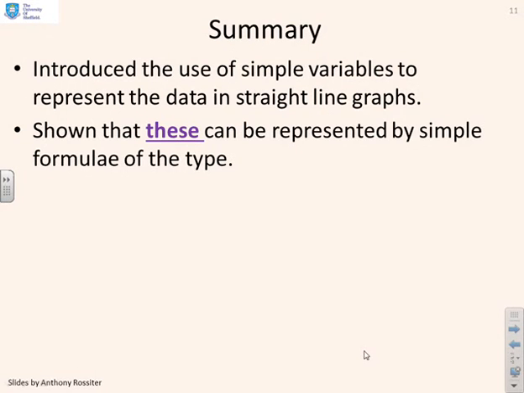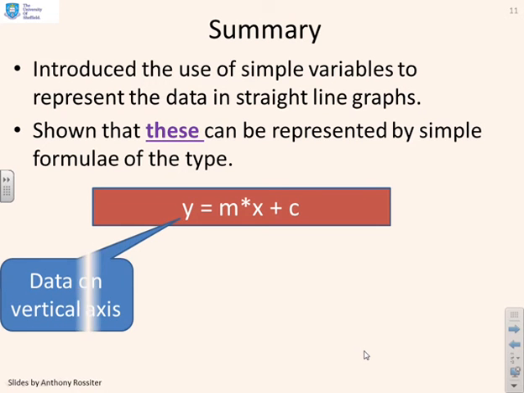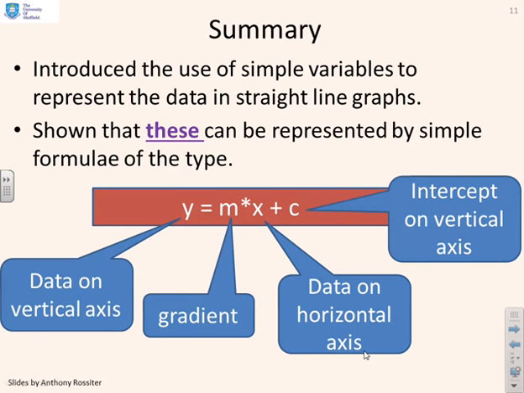So we've introduced the use of simple variables to represent the data in straight line graphs, and shown that these can be represented by simple formula of this type: y equals mx plus c, where y represents the data on the vertical axis, x represents the data on the horizontal axis, m represents the gradient, and c represents the intercept on the vertical axis.